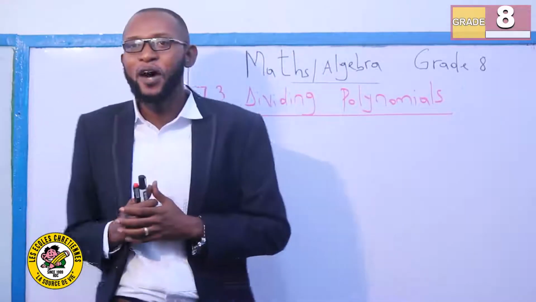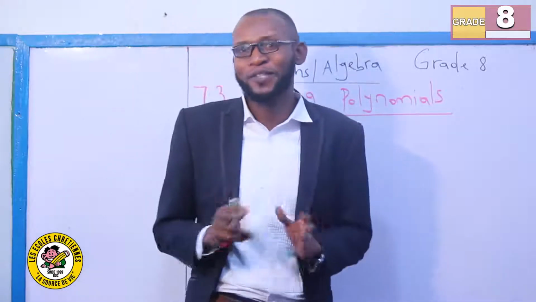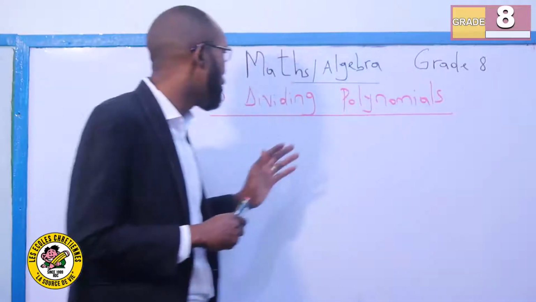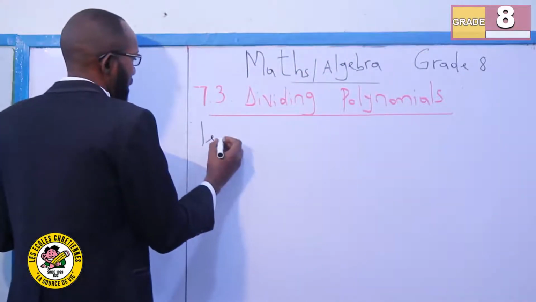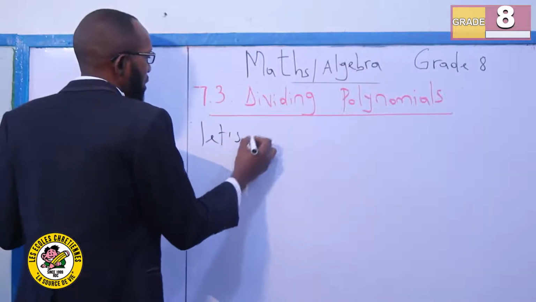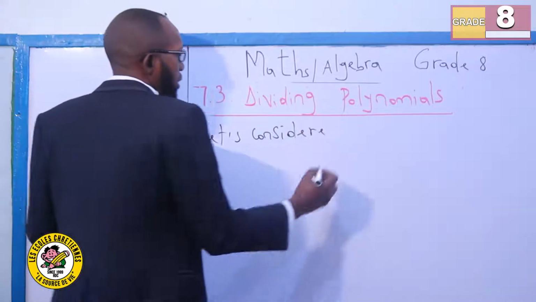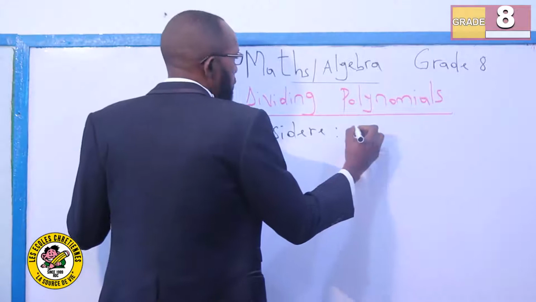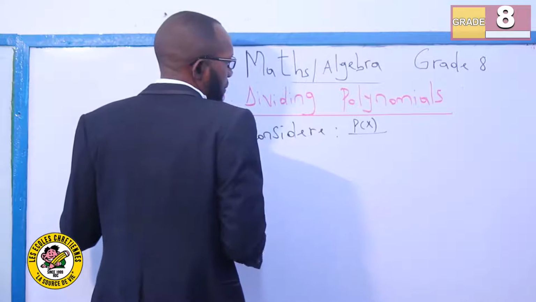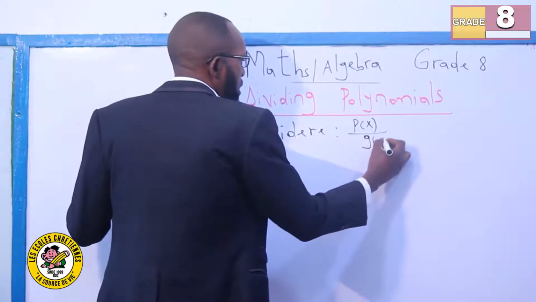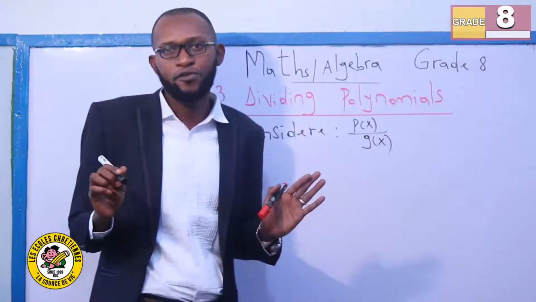Last time we studied how you can multiply polynomials, and today you will learn how you can divide polynomials. First, I can write an expression. Let us consider this expression. They give you two polynomials and want you to divide p of x by g of x, such that g is always different from 0.